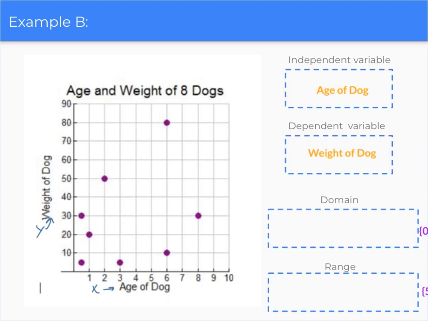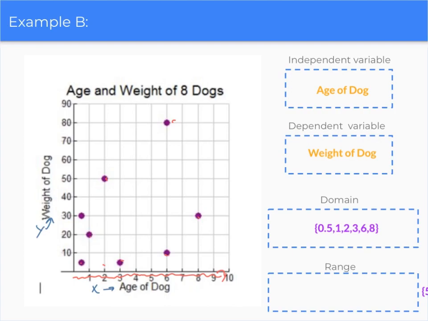We have to go along the x the entire way to figure out where all the dots are for the domain. So if we do that, we can see that we have dots at 0.5 and at 1 and at 2 and at 3 and at 6 and at 7 and then at 8. So as we went along the side here, we can see that we got each one of those dots. So that's how we're going to write them in the domain using our braces, of course. So 0.5, 1, 2, 3, 6, and 8, again in order from least to greatest.